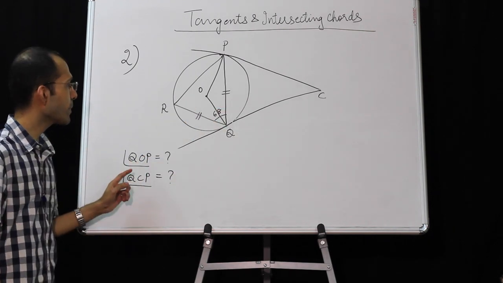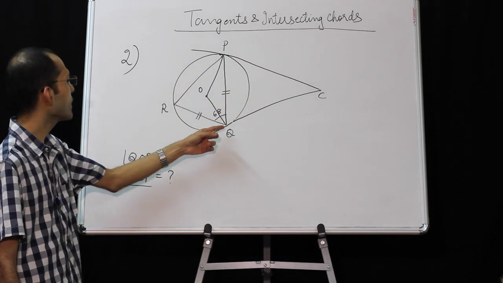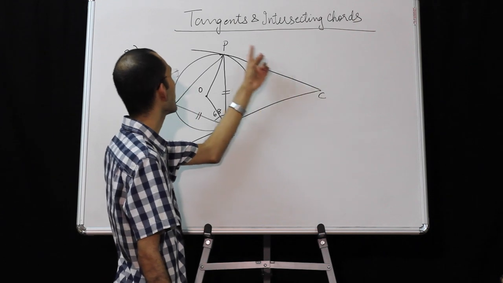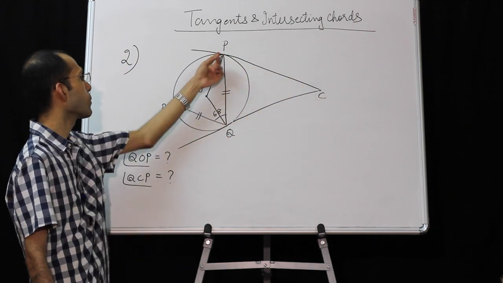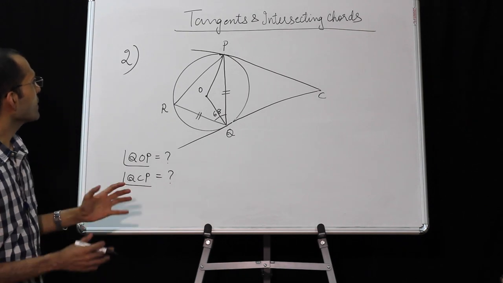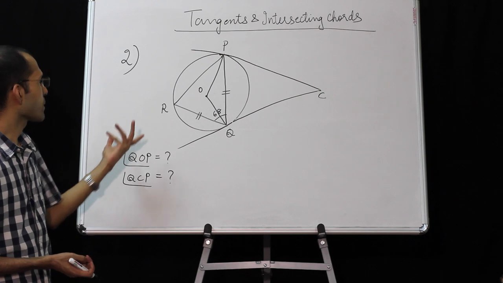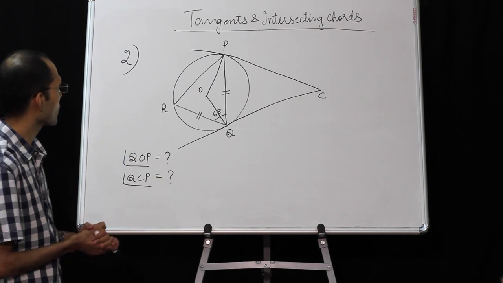What is our requirement? Find angle QOP and angle QCP. So find angle QOP and find angle QCP. Okay, now since tangents are involved, some concepts of tangents would be there. Next, circles also could be there. So let us see now.